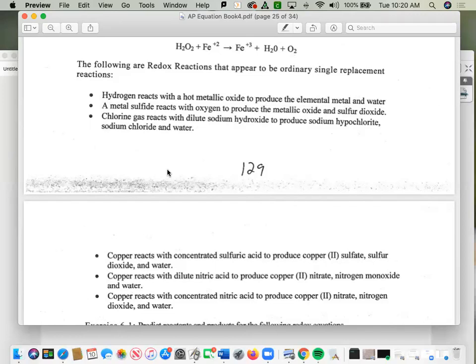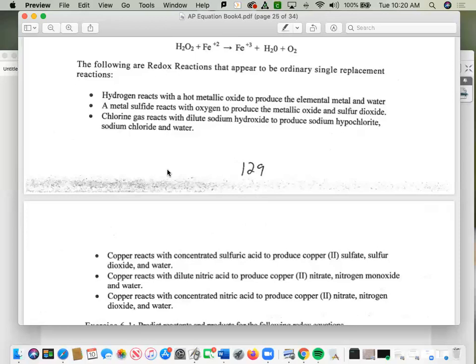Chlorine reacts with dilute sodium hydroxide to produce sodium hypochlorite, sodium chloride, and water. If there's one to put a star by, it's this one. Now, why do I say that? Because you're going to see this again. No doubt in my mind. Hint, hint, right? You are going to see this again. Chlorine reacts with dilute sodium hydroxide to produce sodium hypochlorite.